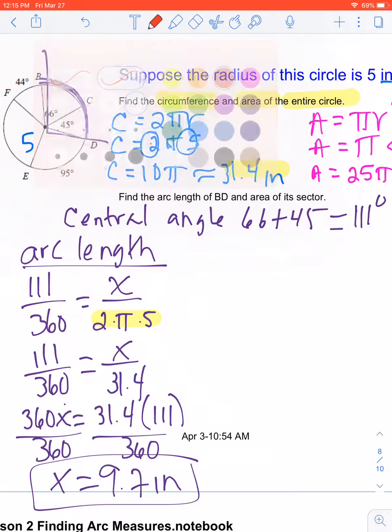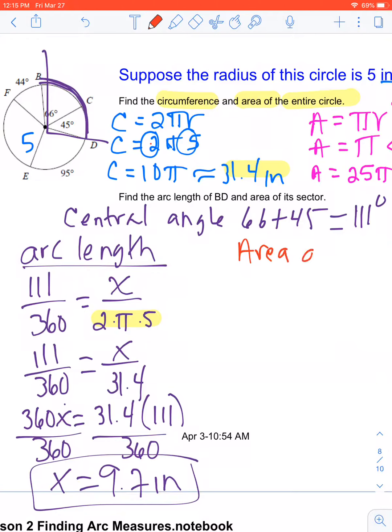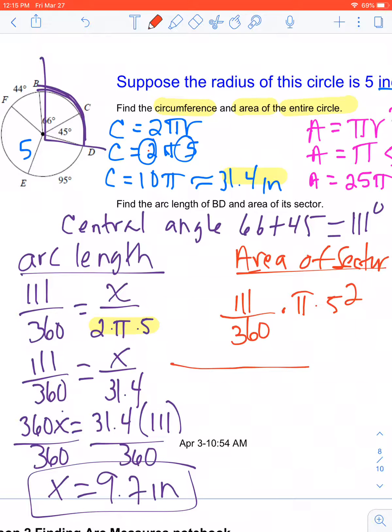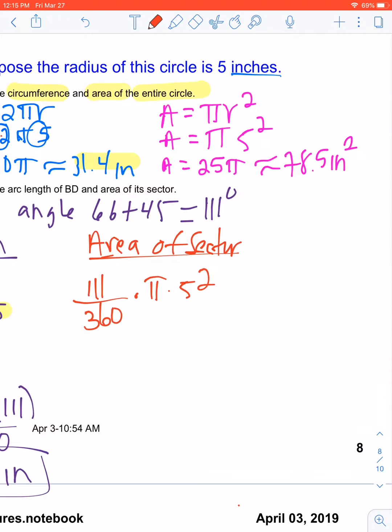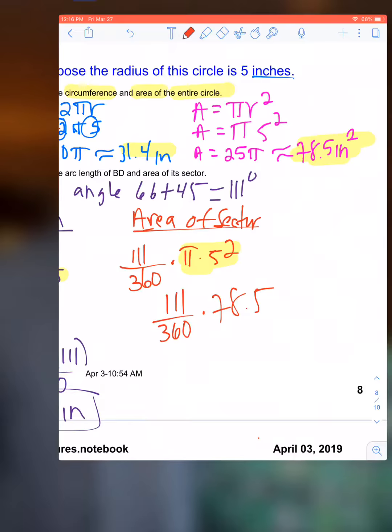Now let's talk about the area of the sector. When I do the area of the sector, I'm going to take 111, my central angle, which is my part, over total 360, times pi times 5 squared. Well, again, in the previous step, we determined that 78.5 was what pi times 5 squared was. So this is just going to help me with my typing. So 111 over 360 times 78.5 is going to give me the area of the sector.